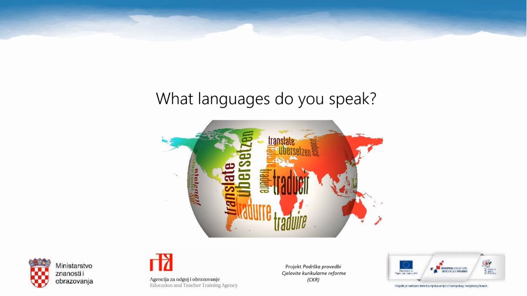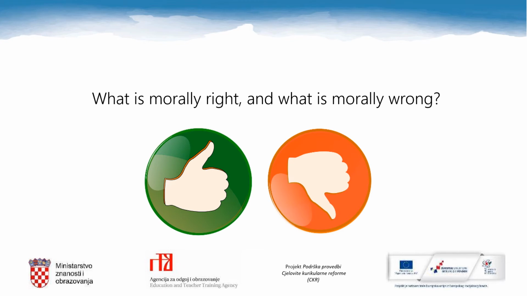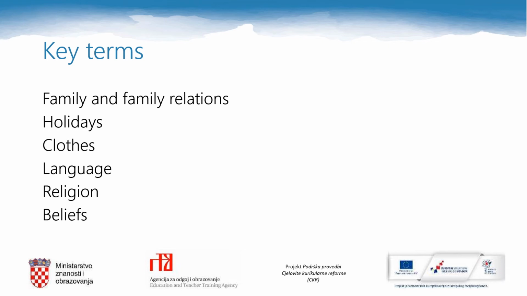What languages do you speak? What is your religion? What is morally right and what is morally wrong? Looking back at the questions, here are the key terms that were discussed in the questions: family and family relations, holidays, clothes, language, religion, beliefs and values. All of this makes culture.